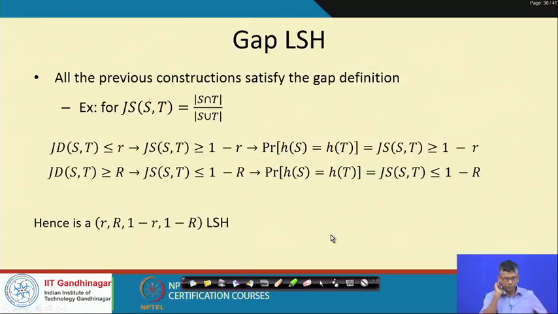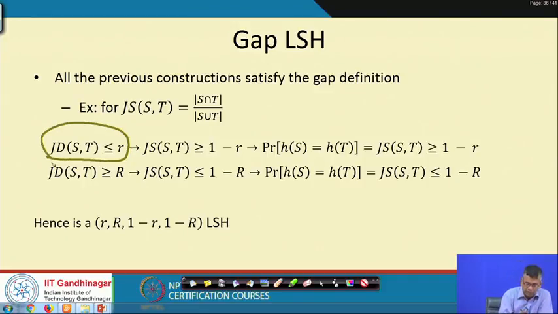Okay. So, it is easy to see that this is a generalization of the previous definition. For instance, if you take the Jaccard similarity and the corresponding distance, and say that the Jaccard distance is less than or equal to r, it is easy to argue that in that case the Jaccard similarity is at least 1 minus r, and the probability of collision according to the previous hash function, that is the minwise hash function that we were doing, is at least 1 minus r.